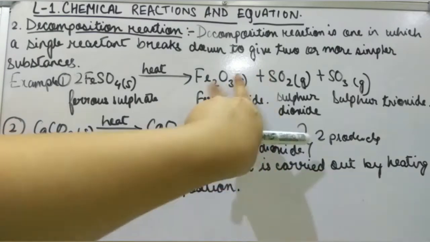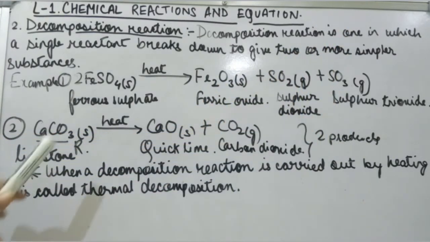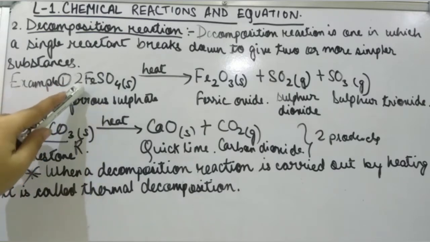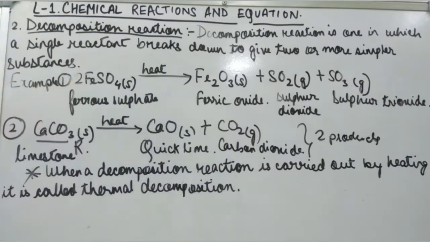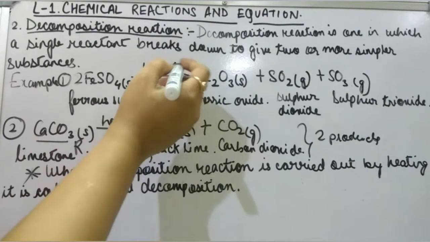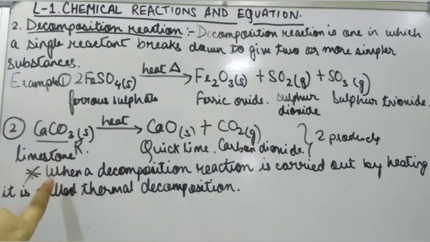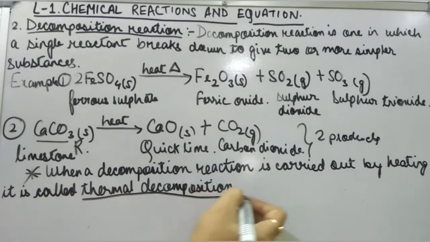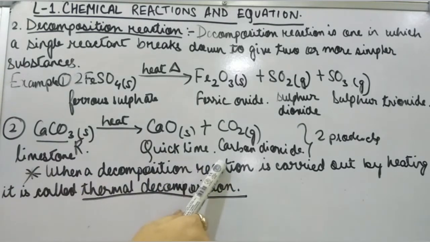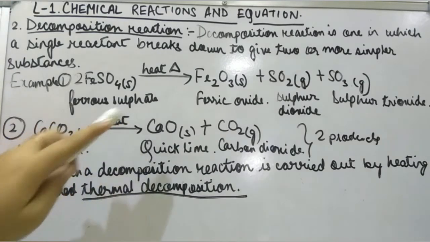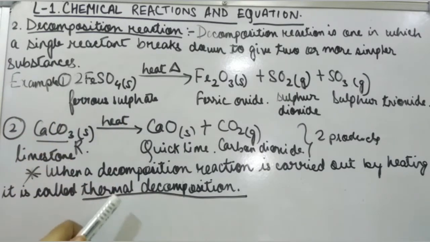So here we are getting 2 products and there we are getting 3 products. Now you see one more thing here. In 2FeSO4, it is heated and then we are getting the products. When a decomposition reaction is carried out by heating, it is called thermal decomposition. These are two simple examples, and they show thermal decomposition.